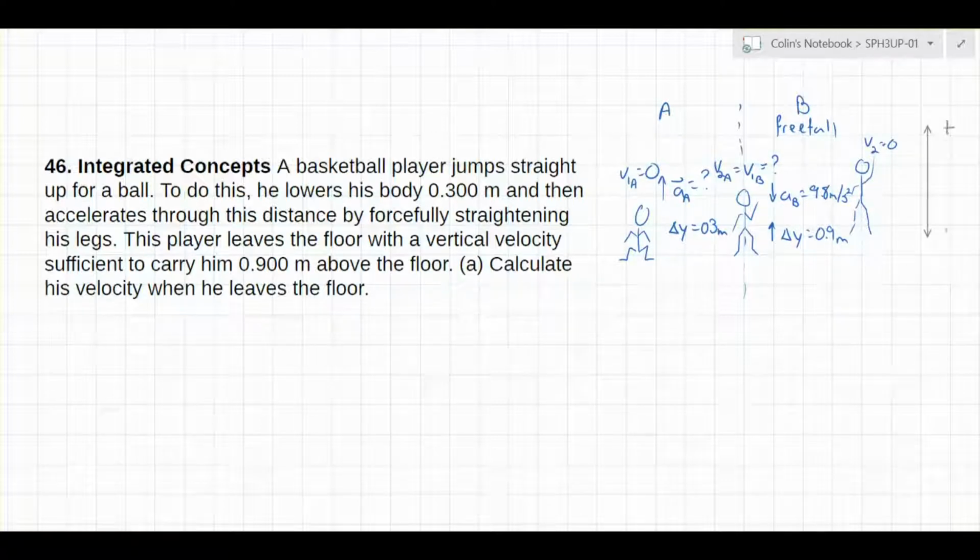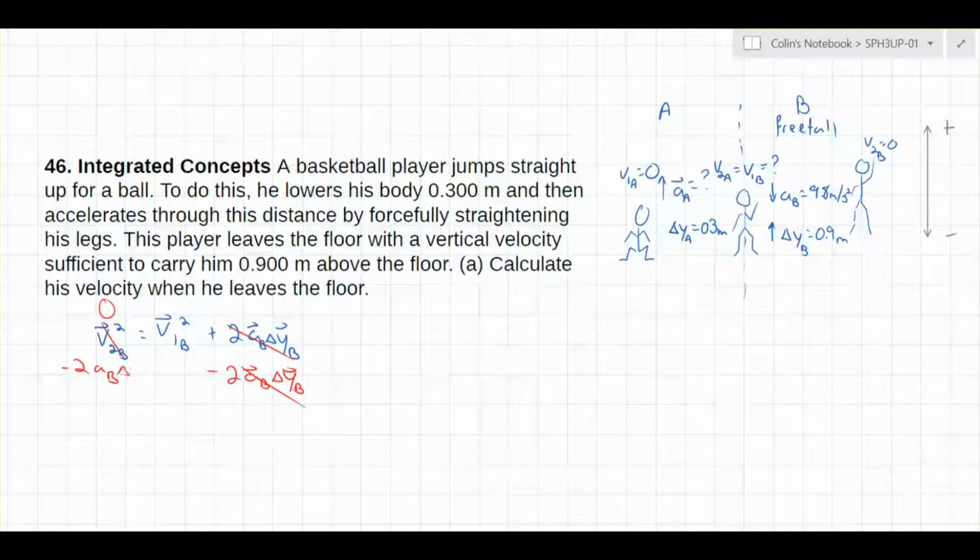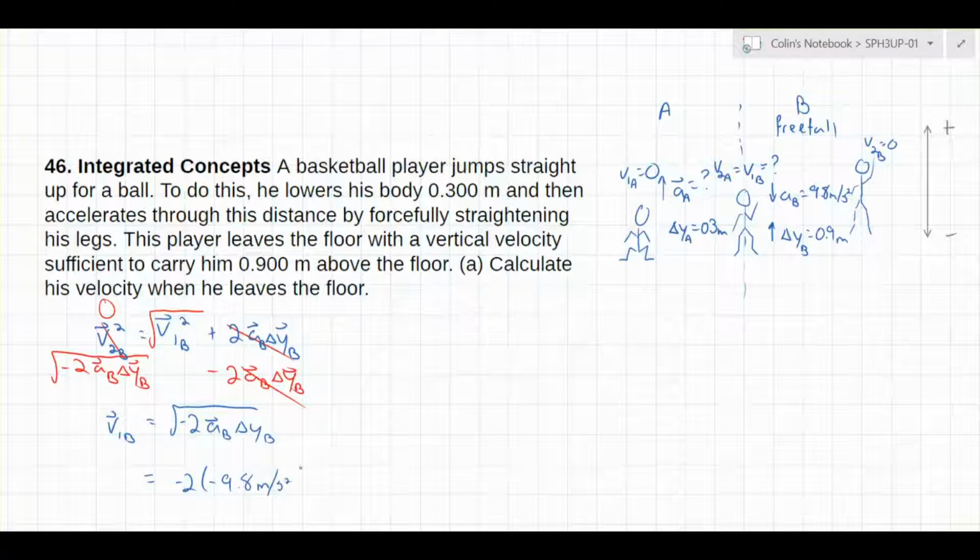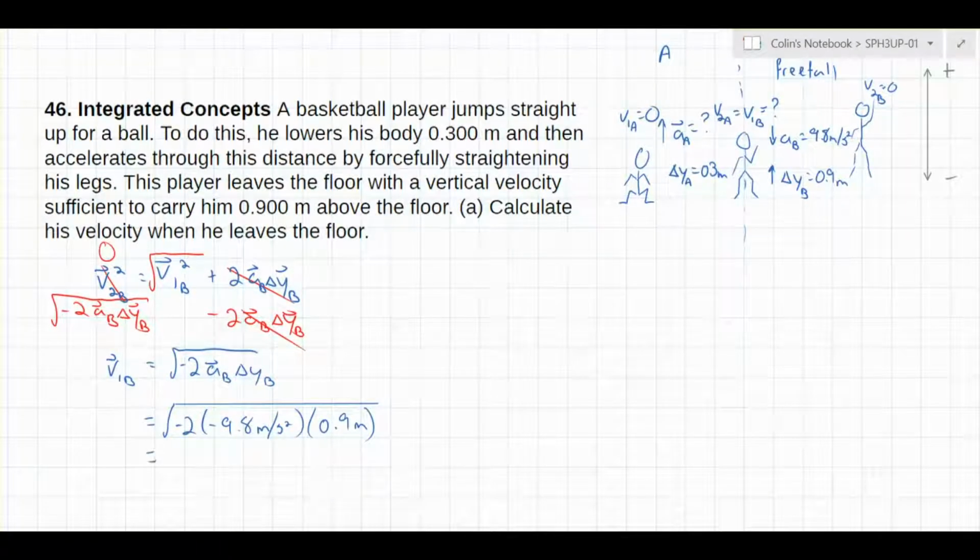Okay, so we set our directions positive and negative, and we'll use a big 5 equation to determine this initial velocity in free fall. Now v2 simplifies as it's 0, and we'll subtract that acceleration displacement product from both sides, and then take the square root of both sides to find v1. And don't worry about that negative sign under the square root. Our negative acceleration due to gravity fixes that. Now we can substitute our known values, and we find that he leaves the floor with a velocity of 4.2 meters per second upward.